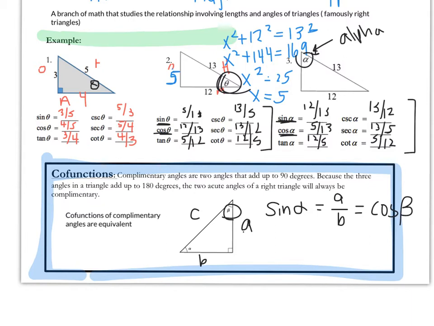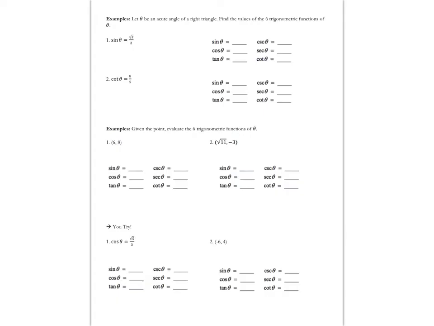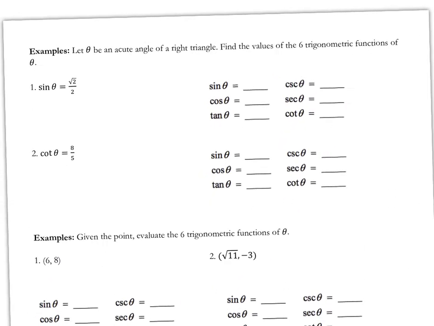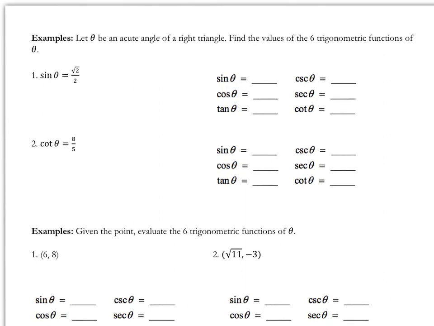And we can also say tangent of alpha is opposite A over adjacent B, and that's the same thing as cotangent of beta. Cotangent is adjacent A over opposite B. So these are just a couple examples. They're not all the examples of what cofunctions look like, but that's showing you that cofunctions of complementary angles are equivalent. Now if we start solving some problems, I'm going to do a couple of these, and then the expectation is for you to do the rest.